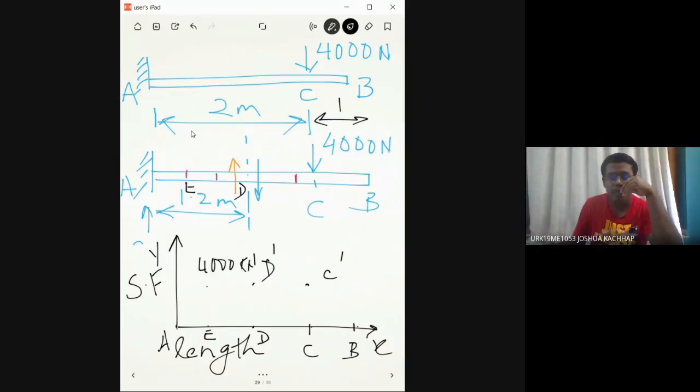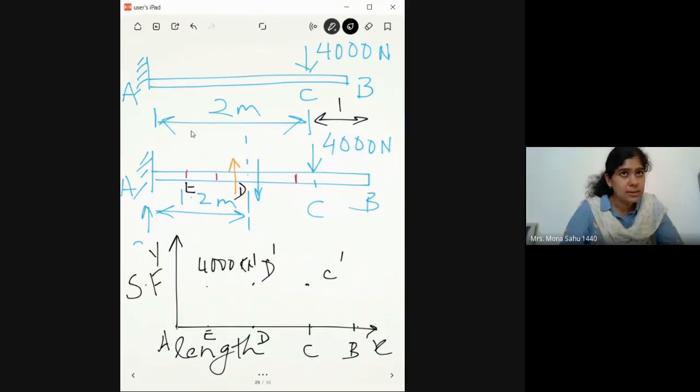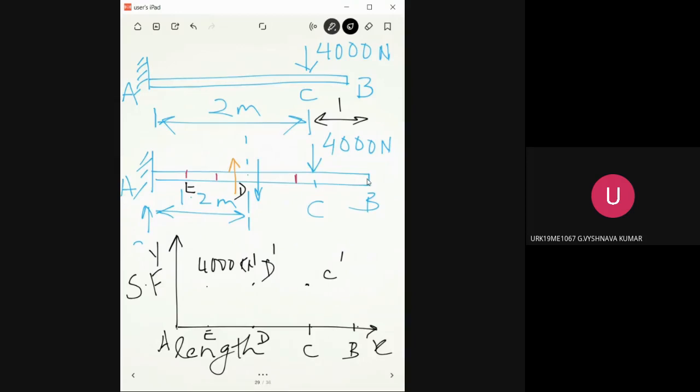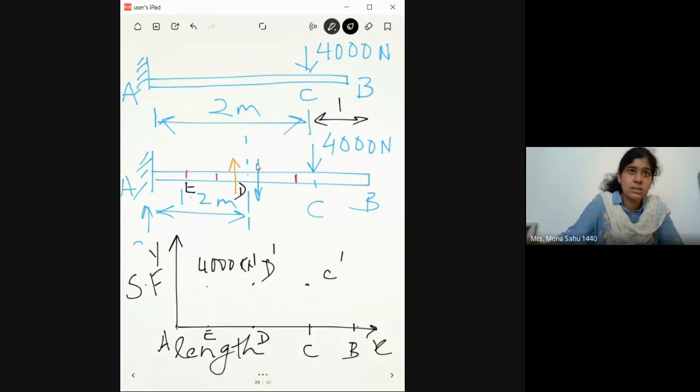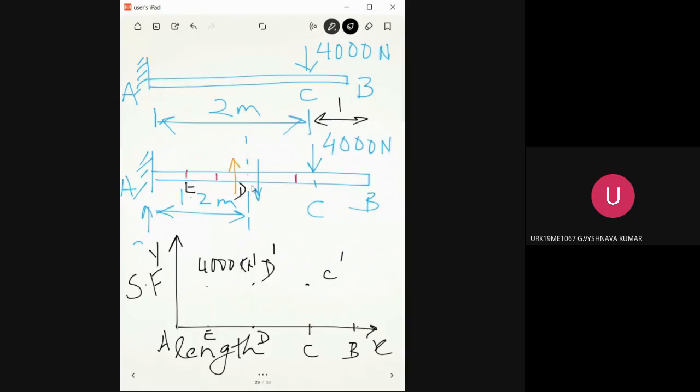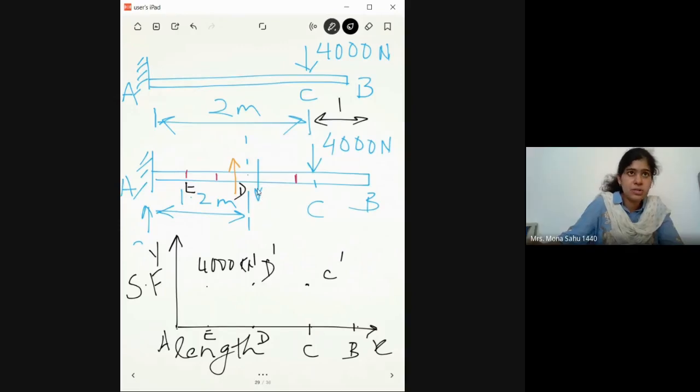Ma'am, for point loads, it will be equal at every point, right? Yes, but this load is acting over here. So when we see any section on the left side of the drawing, it will be the same load acting. Here it is 0. Ma'am, what about direction? Direction is downward. Yes, we'll take it as positive.